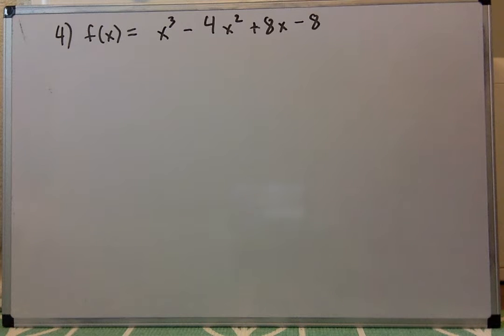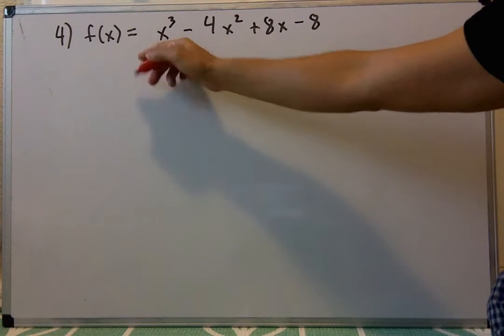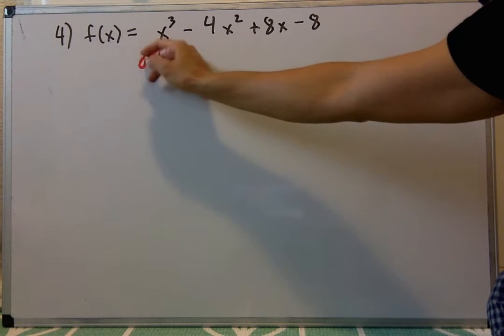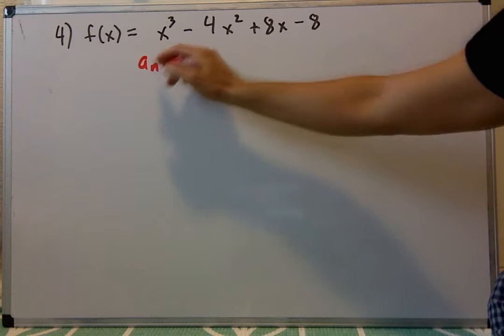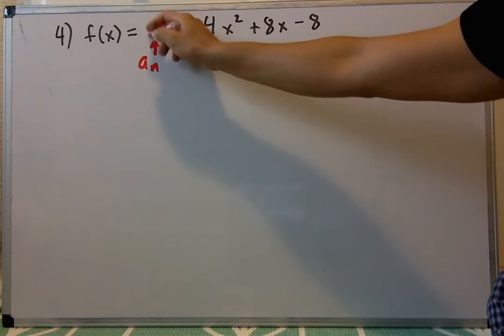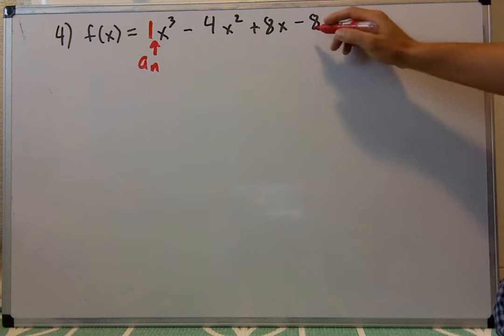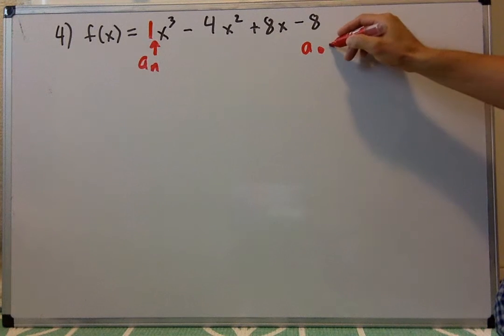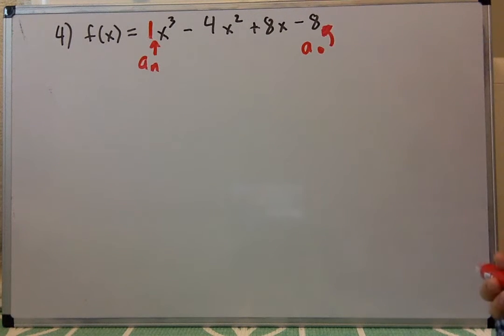All right, now we're looking at question number 4. This is using the rational zero theorem to find out all the possible rational zeros. In the theorem, it says you're looking at the a sub 0, so here, and a sub n. A sub n is actually the coefficient of the first term, the highest power. So this is just a 1, invisible 1 here. And then a sub 0, that's this guy here, the last number, negative 8.